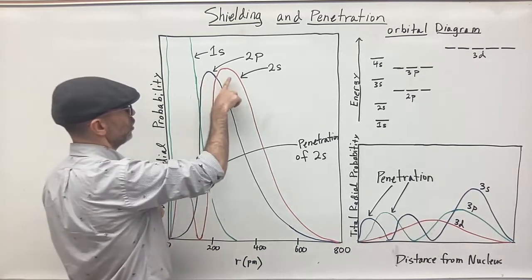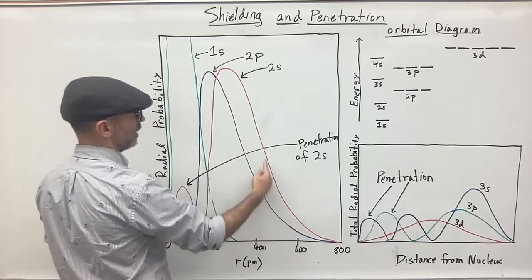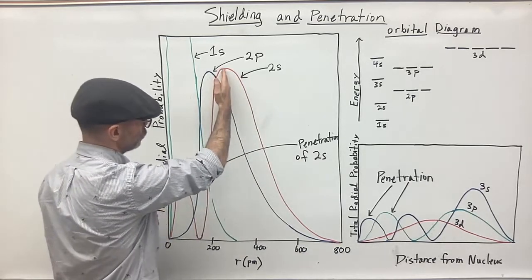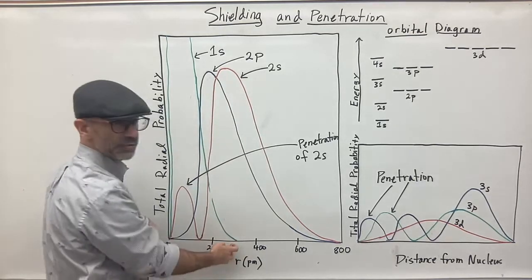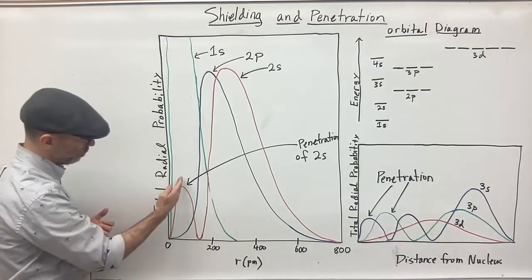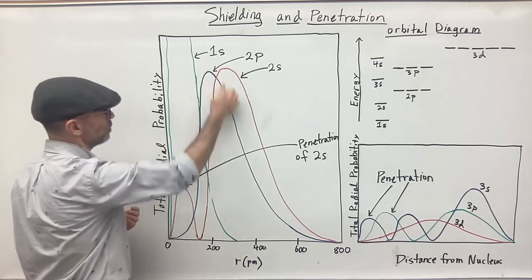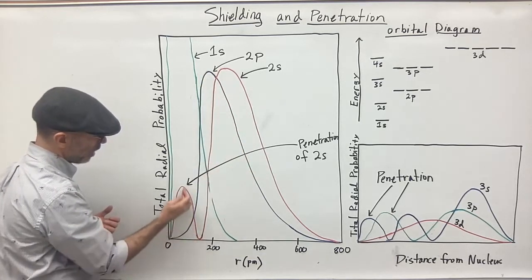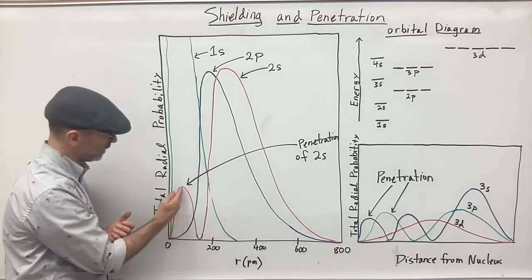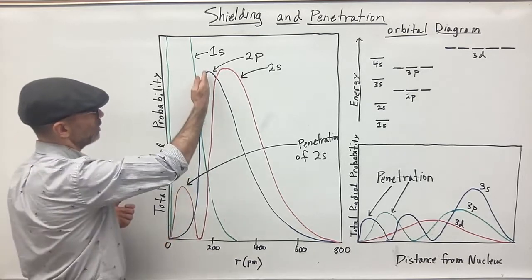Now, look at the 2s. Notice that there are two peaks here. We have a high probability of finding the 2s electron here, which is farther away from the nucleus. But notice that we have this little peak of probability here. So compared to the 2p, we have a higher probability here. We have a probability of finding the electron here, which is closer to the nucleus than, say, the 2p.